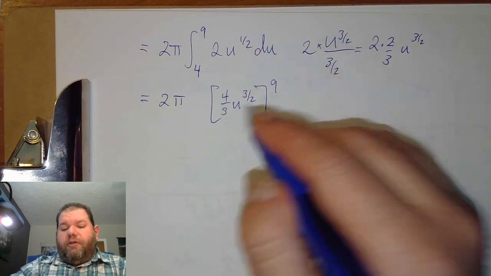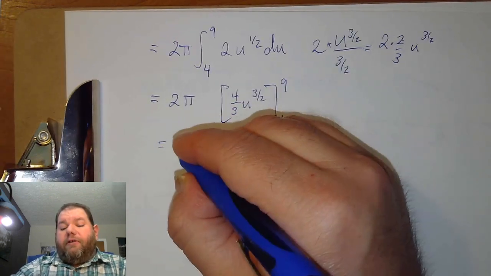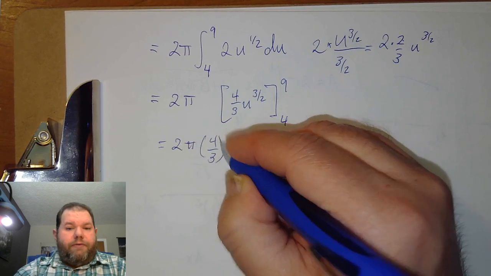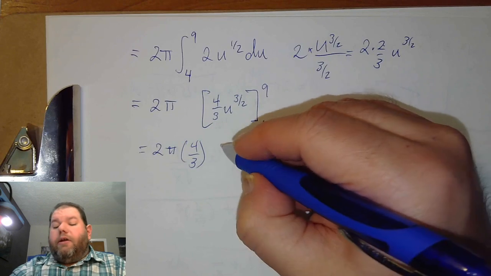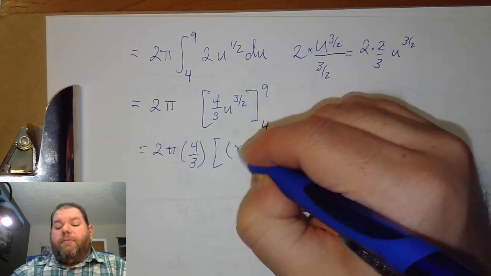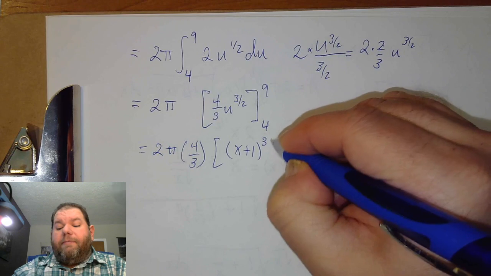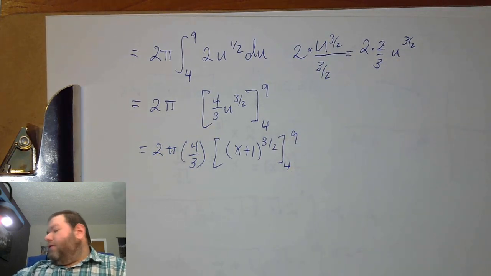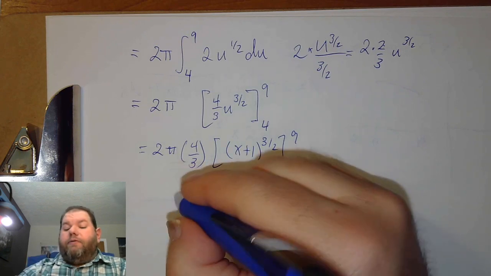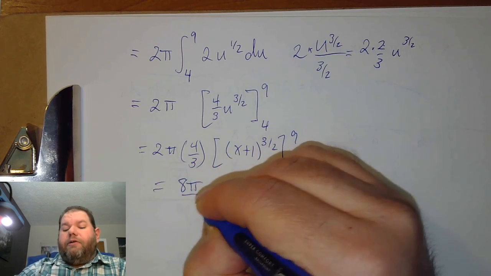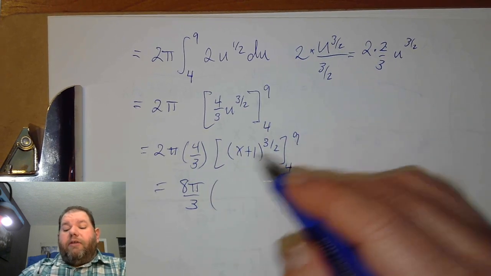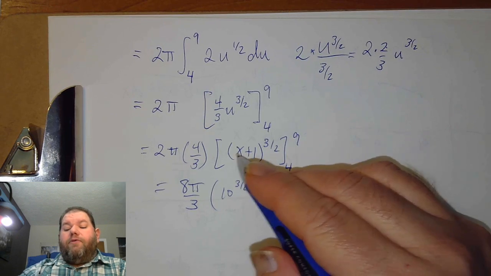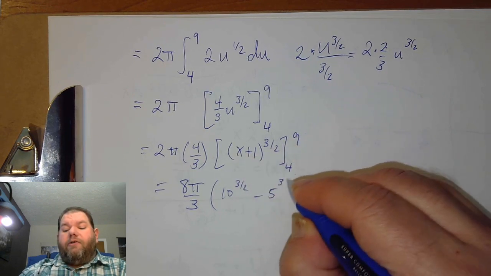Alright, now the 4/3 I'm just going to factor out. That's why I left room there. And we could even just make that 8 pi over 3 if we want. And u is once again x plus 1, as we said, to the 3 halves power, from 4 to 9. So this will be 8 pi over 3. If we plug in 9, we get 10 to the 3 halves power. If we plug in 4, we get 5 to the 3 halves power.